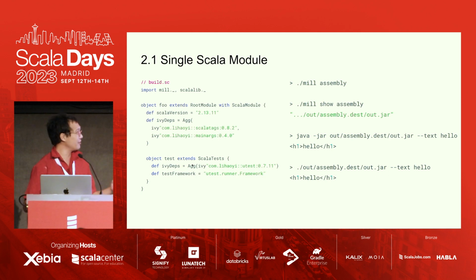And while this build isn't trivial, it hopefully gives you some idea of what a Mill build looks like. You have some objects, you have defs, the defs have values, you have traits, and that's all you need to do to define a Mill build.